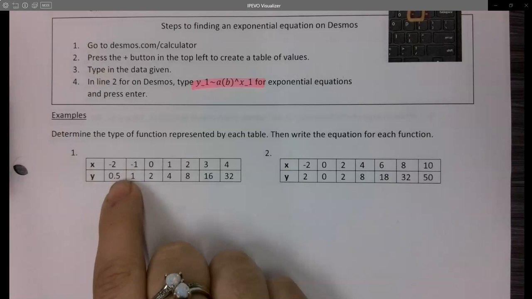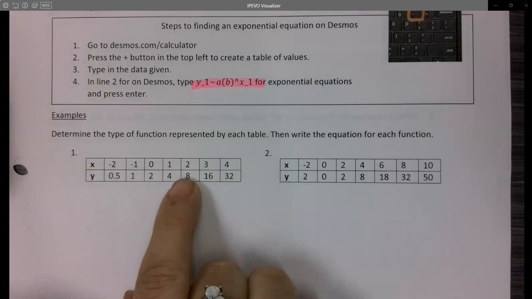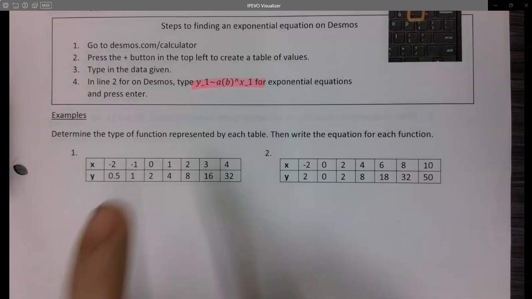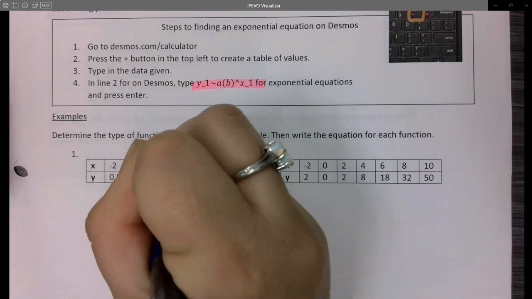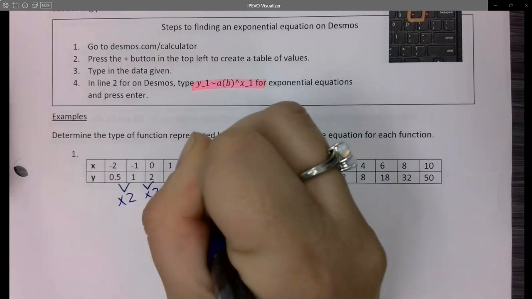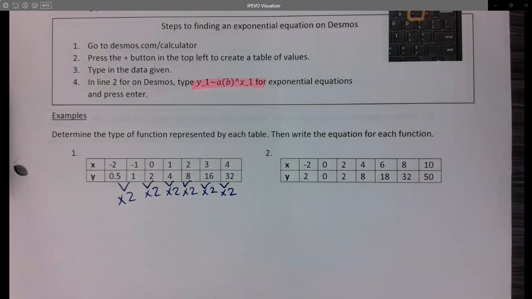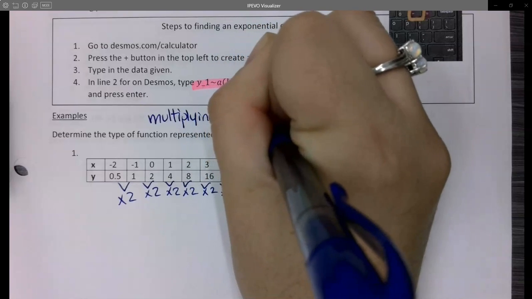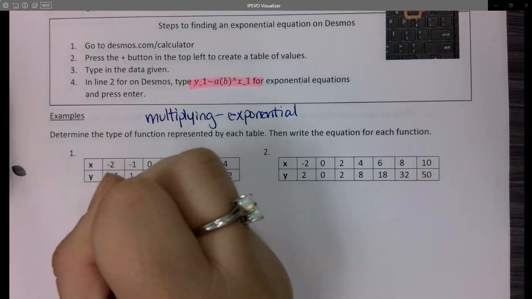Okay, so I can multiply a half by 2 to turn it into 1. Do I multiply by 2 to turn it into 2? Multiply by 2 to turn it into 4? 8? 16? Okay, so I have a multiplying pattern. Because it's a multiplying pattern, it's going to be exponential. So I want to write that word.